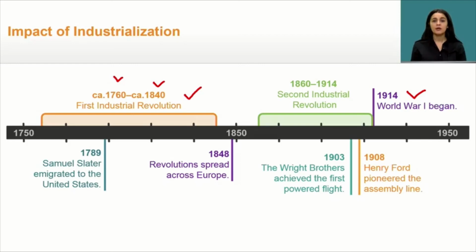Let's review what we learned in this lesson and reevaluate how we answered the lesson question: how did the spread of industrialization impact science, culture, and society?